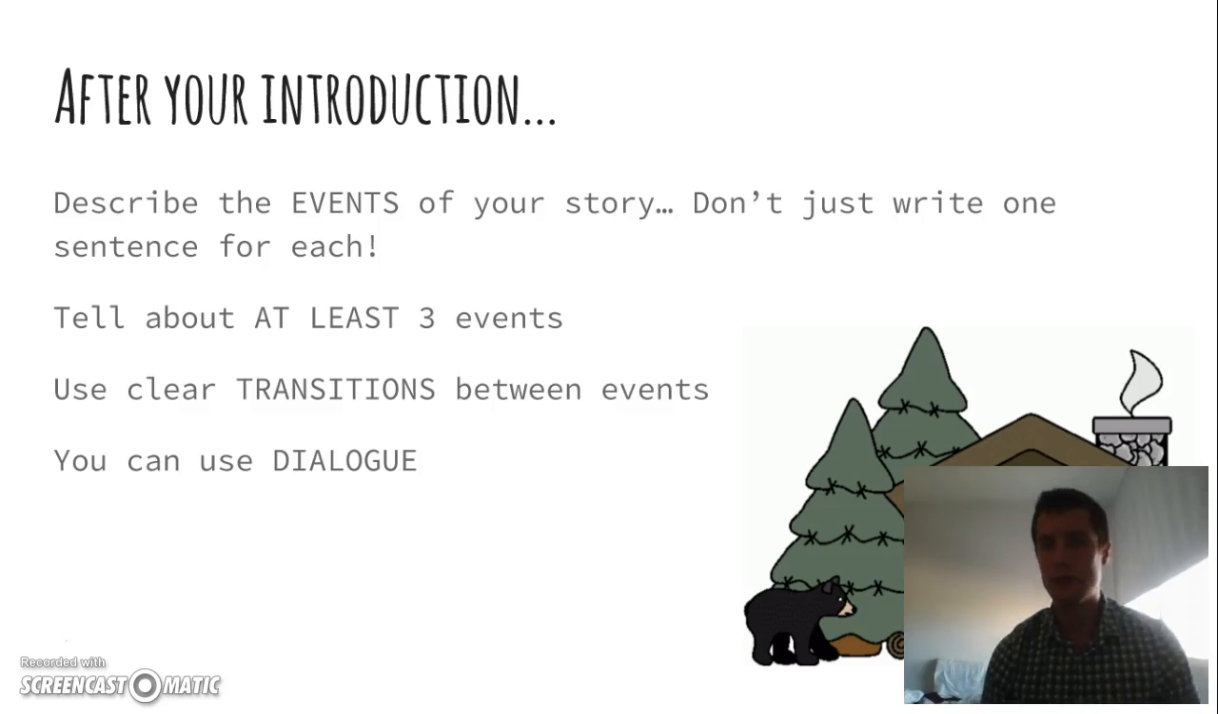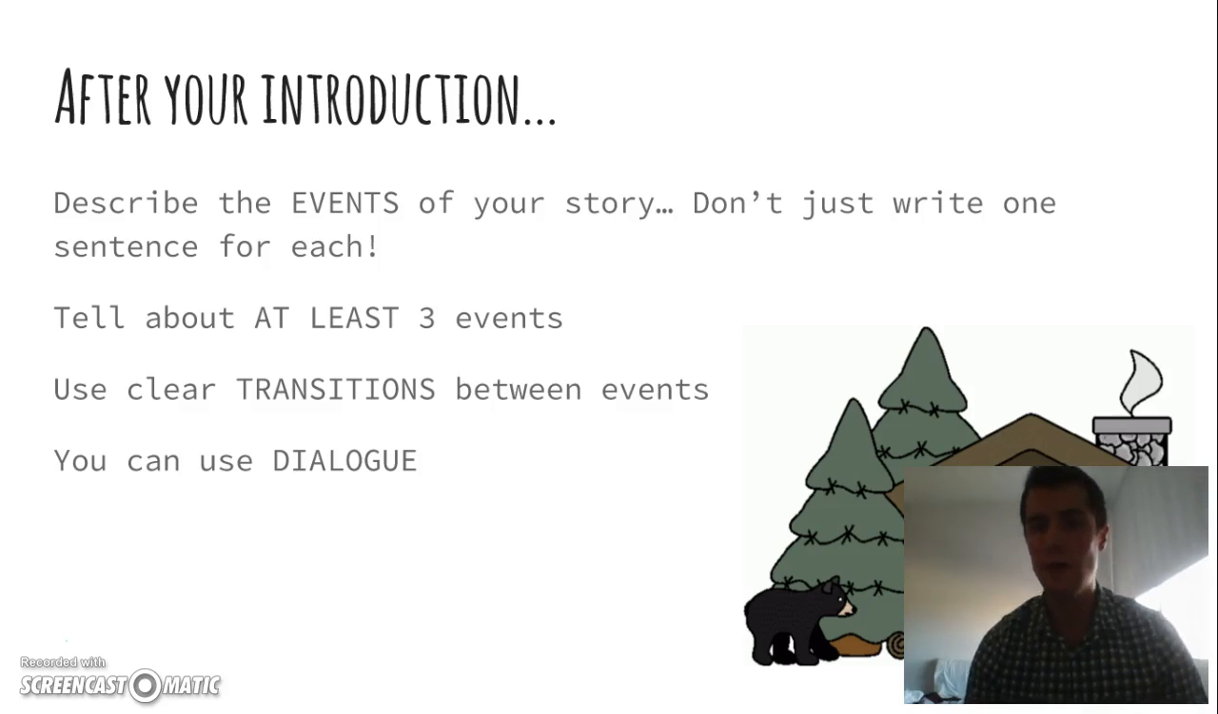Don't just write one sentence, first we did this, then we did this, then we did this. No. Take time to describe it, make a picture for the reader to see. I want you to include at least 3 events. Don't just tell me one thing that happened, the end. Try to include at least 3 things, okay? And make sure you use clear transitions between events.